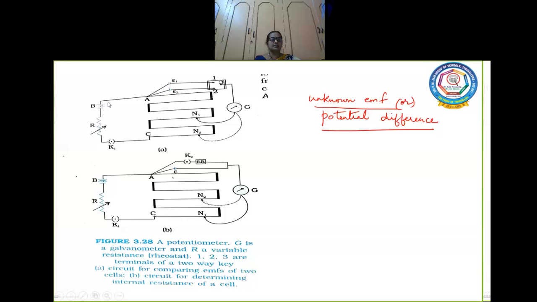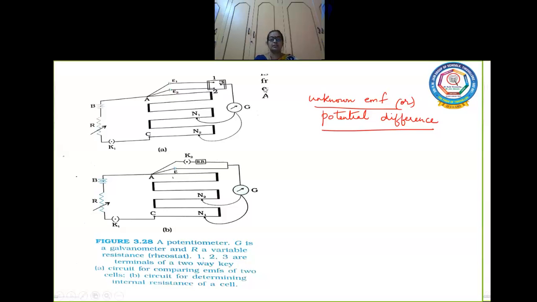And here are the other components that are connected: a battery, a variable rheostat, and a key. By varying this, you can adjust the value of current in the circuit. Here you have a jockey. As we saw in the meter bridge, the jockey connects the external circuit with the potentiometer wire, and you move the jockey along the wire. At one particular point the galvanometer shows zero deflection.